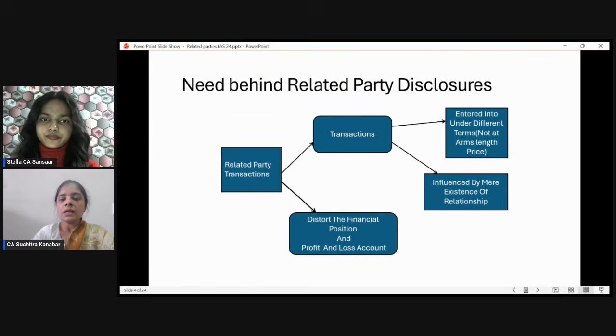Now here, in this chart it is being clearly referred that it is influenced by mere existence of relationship. Now let's go to the arrow over here where it says that it distorts the financial position and profit and loss account. So that's the real reason behind why we are learning this whole standard.